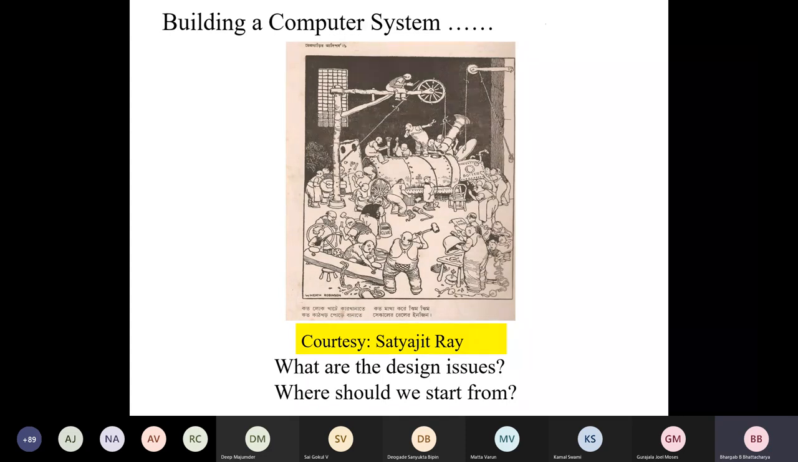So what are the design issues? What are the factors you need to consider? First of all, from where should you start? How would you decompose the problem into smaller components so that you can solve them one by one? These are the issues you need to consider when you are given the task of designing a very complex machine like a processor.